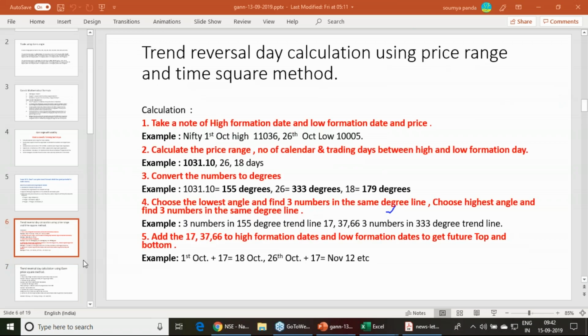So I have spent nearly 3.5 to 4 years just to understand these two methods. There are many other long-term trend forecast methods also given by Gann. So it is still in my process of research. If I am able to understand, I will bring it to the public domain.